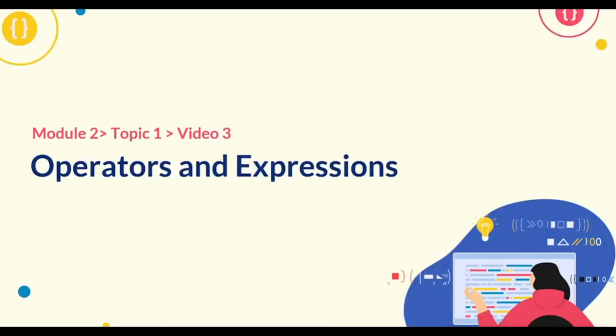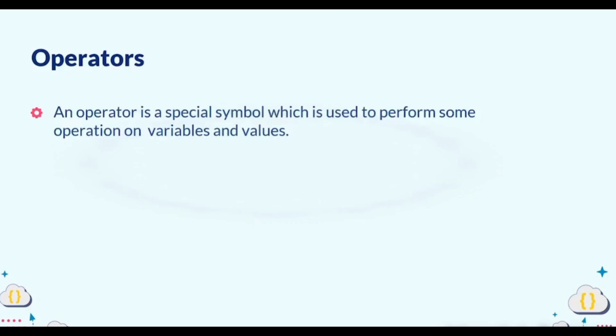Hello and welcome back. In this video, we are going to learn about operators and expressions in Java. First, let us understand what is an operator. As the name suggests, an operator is a special symbol which is used to perform some operation on variables and values. For example, we can use plus as an addition operator to add two values.